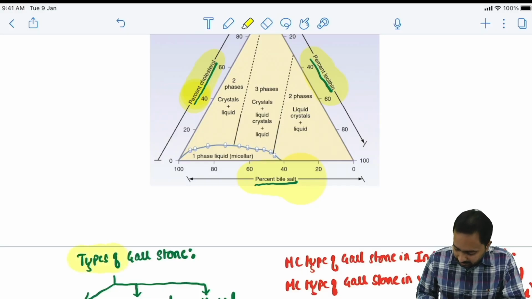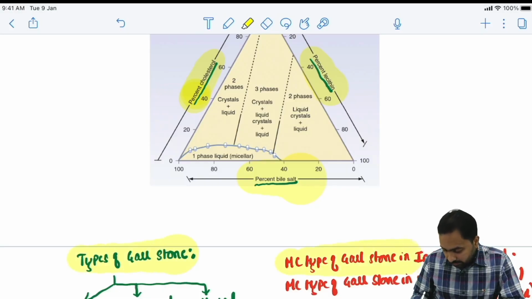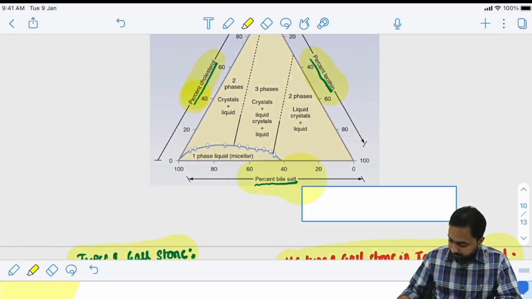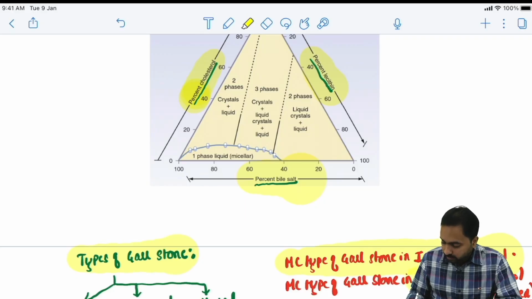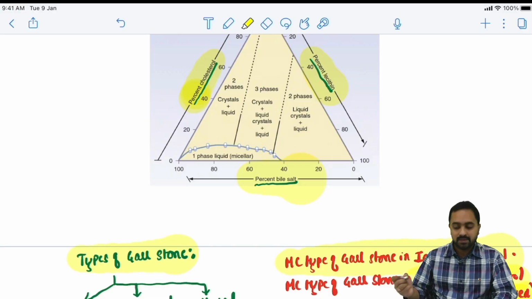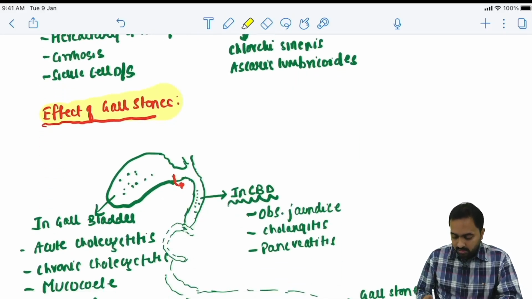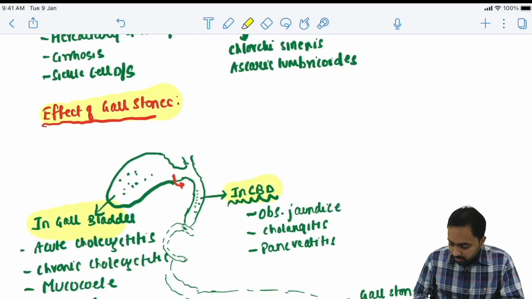Then we discussed the types of gallstone, where the most common type of gallstone in India is the pigment gallstone, and the most common type in the West is the cholesterol stone, which could be either pure or mixed, right? Then the effects of gallstone: what it can cause in the gallbladder, and what it causes in the CBD.